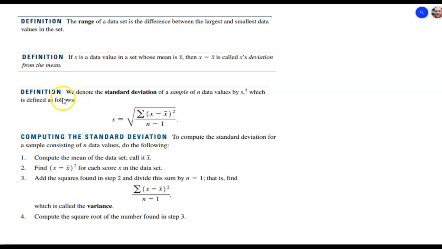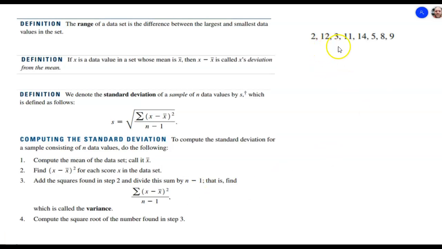All right, so here's the formula. Here is a guide to computing the standard deviation, and we're going to go through the whole process here and see how you do it. So let's take a look at this data set right here. We have 2, 12, 3, 11, 14, 5, 8, and 9.